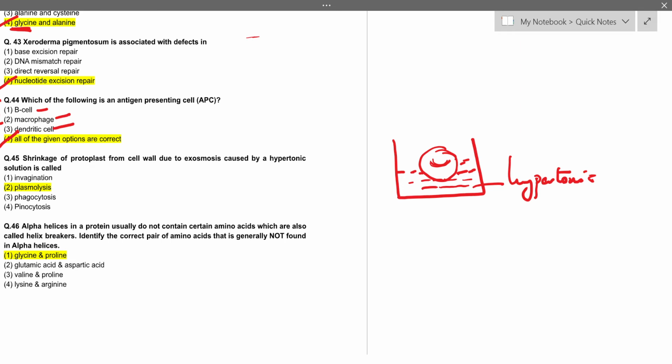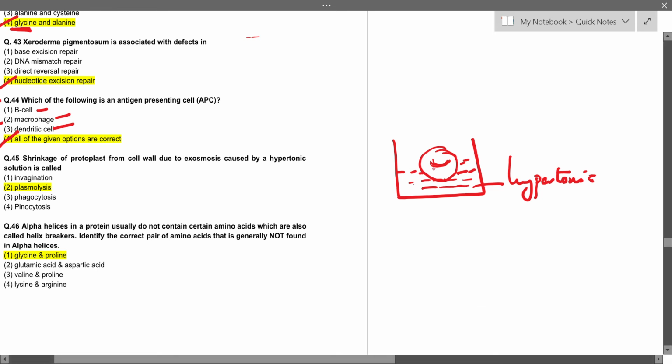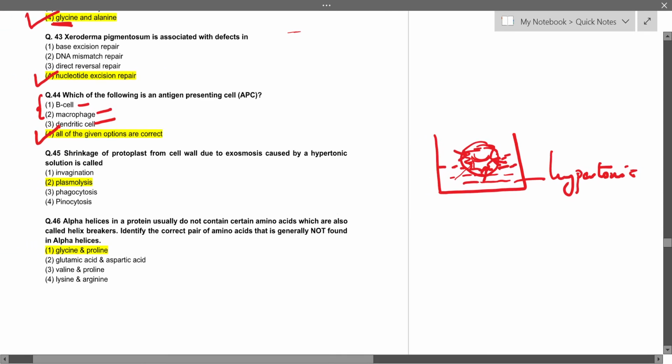That means what is going to happen? It is going to get filled into the cell, and this cell is going to now bulge. Okay, so when this will burst, what will happen? That process is known as plasmolysis. Okay, so second option is the correct one.